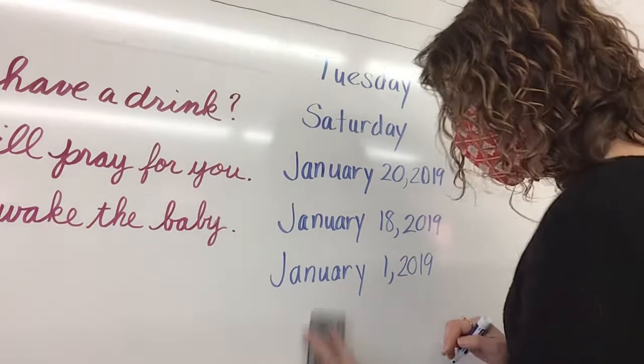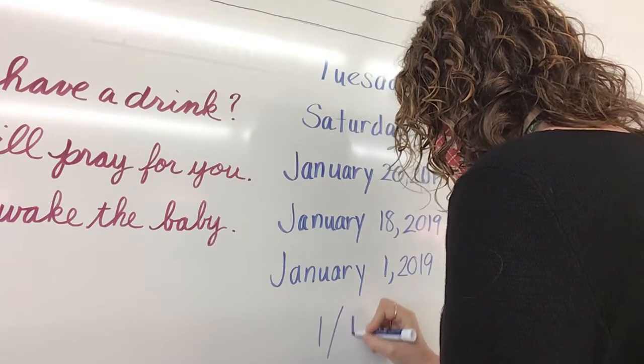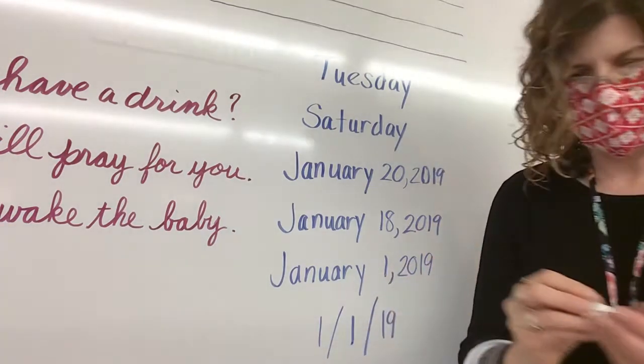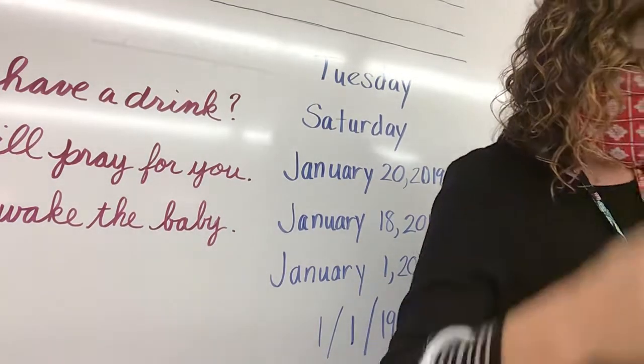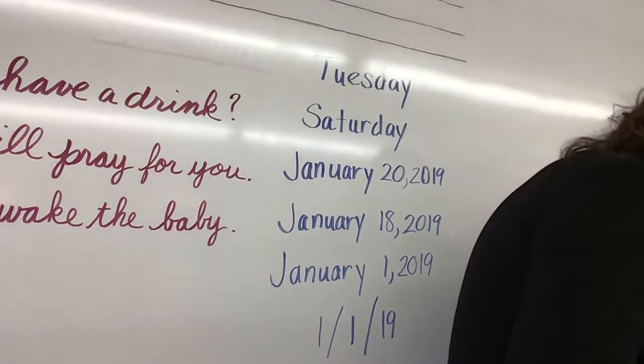1/1/19. And I think they already have your slash marks, don't they? Yeah. So 1, and they have a slash mark, then you need another 1 and a slash mark, and then you just need 19. There's a lot of ones in there.